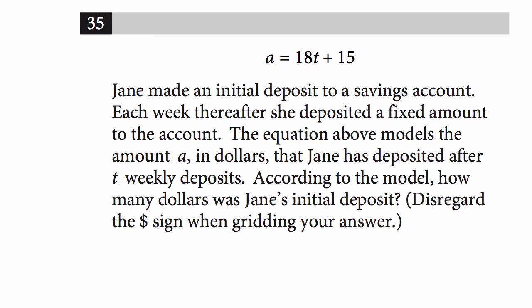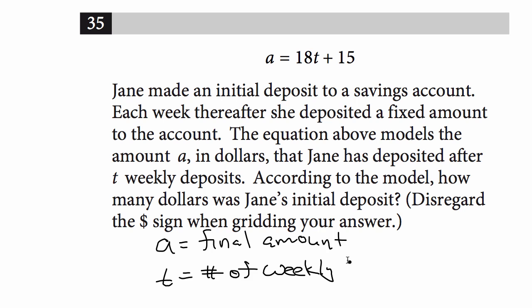All right, number 35. Jane made an initial deposit to a savings account. Each week thereafter, she deposited a fixed amount to the account. The equation above models the amount A in dollars that Jane has deposited after T weekly deposits. So basically, I'm just going to translate here. A is the final amount after T, the number of weekly deposits. So we don't know what the final amount is. We don't even know how many weeks she did. It looks like she's depositing $18 a week from the equation for some amount of weeks.